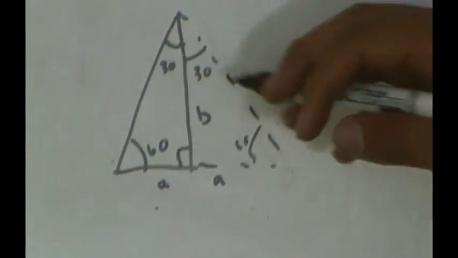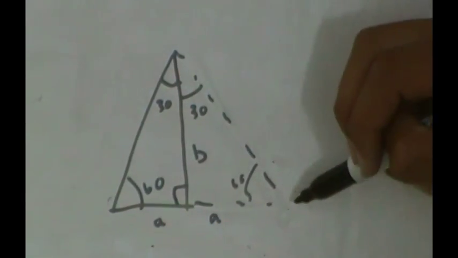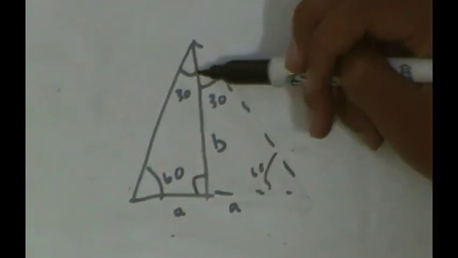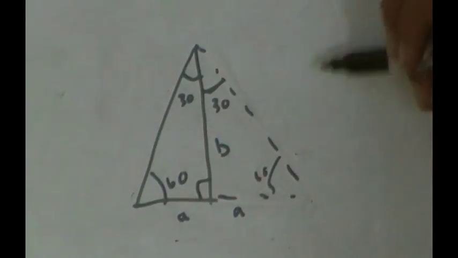Alright, so first of all, this is A, B. So we're gonna draw another of the same triangle. So it's gonna be A. And because this is 30 degrees and this is also 30 degrees, this is gonna be 60 degrees. So it's gonna be an equilateral triangle. So this is 2A and this is also 2A.